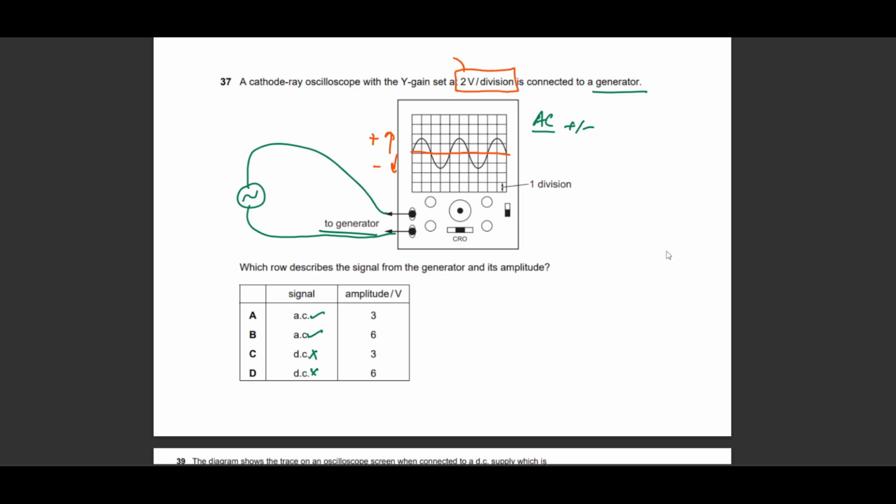Now since it is volts and it is being mentioned as Y gain, that means I have to look for the y-axis. So on the y-axis I can see that this is just one box, and then the second box, and somewhere in the middle this value lies. So this will be 2 and 4, so this looks like 3. So the voltage of amplitude should be 3, and the most common answer we get is option A. It is an AC signal and the voltage we're getting is 3.